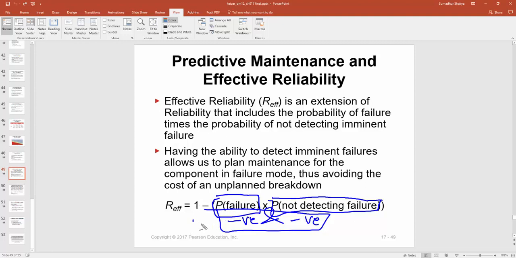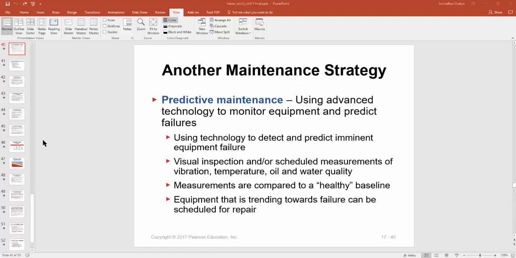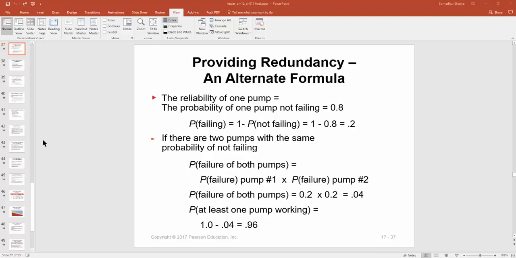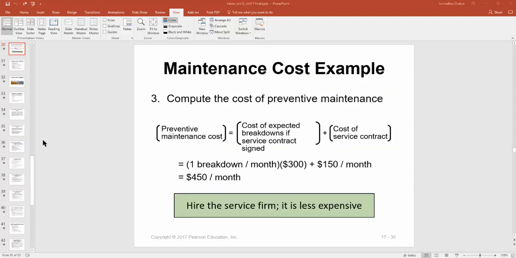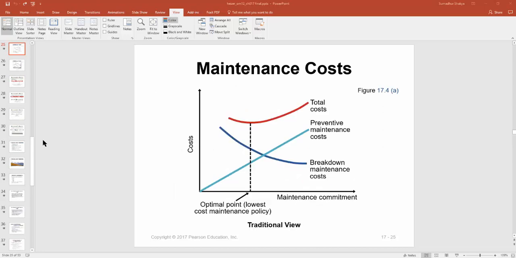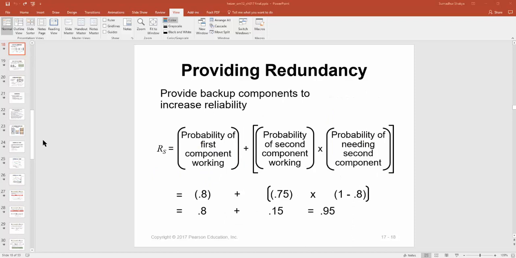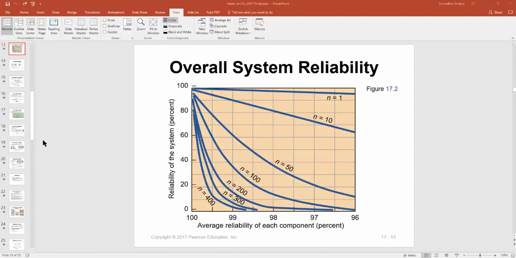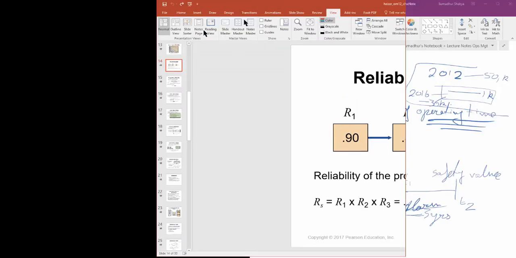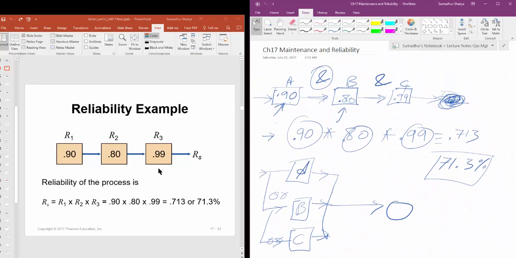Now let's talk about redundancy, for example. You remember when we talked about this, and here we talked about this. Now let's talk about this one.